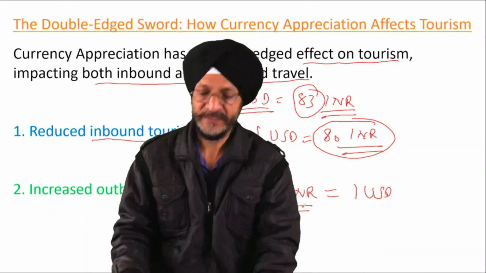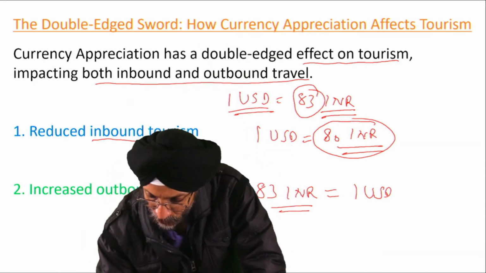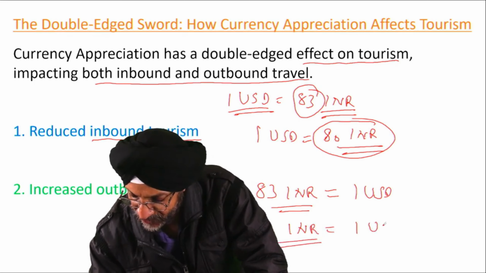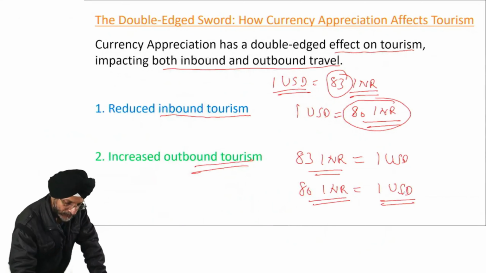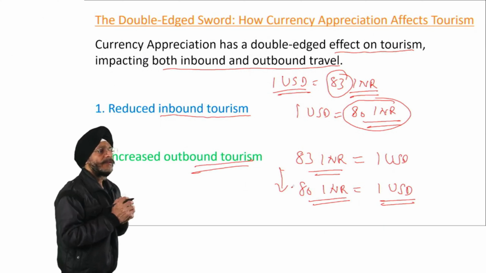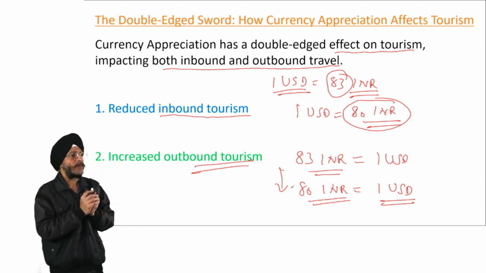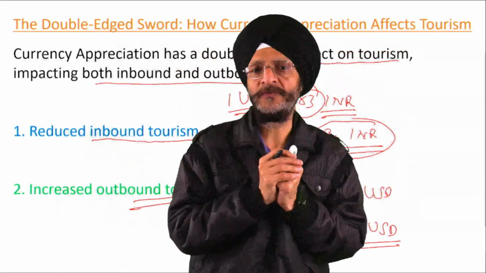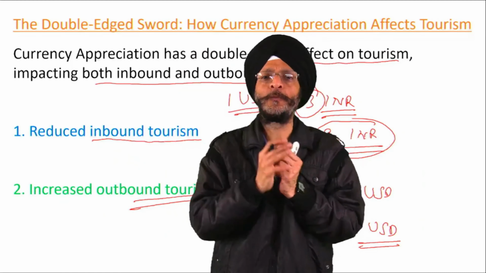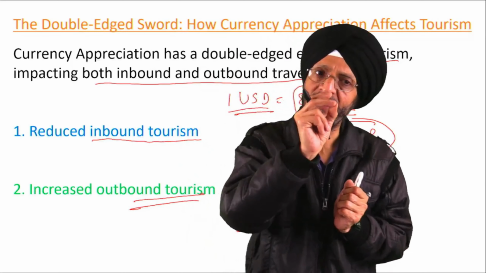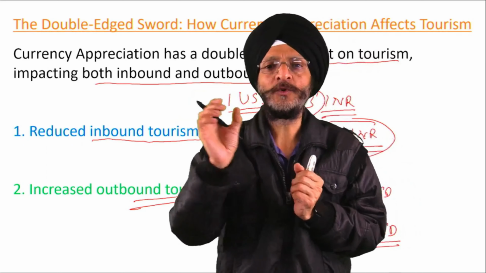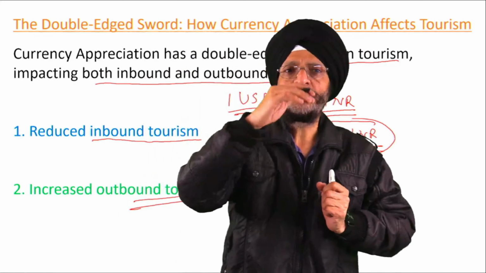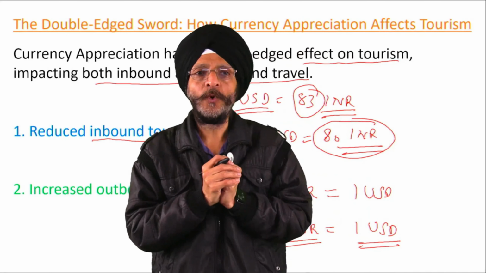Now if the Indian rupee has appreciated to, say, 80 Indian rupees equal to $1, then after appreciation, the tourists from India will have to pay only 80 rupees to get $1. Earlier they used to pay 83 rupees to get $1. Now they have to pay less to get $1. So international tourism for the tourists from the appreciating country becomes more affordable.